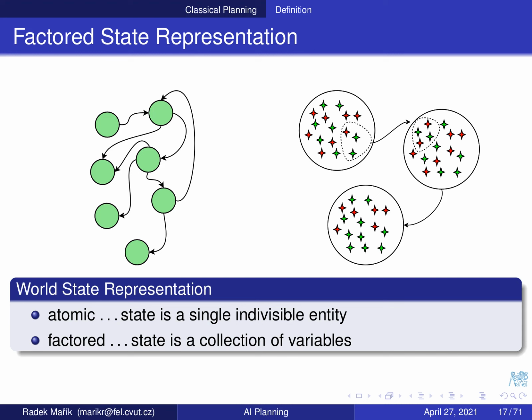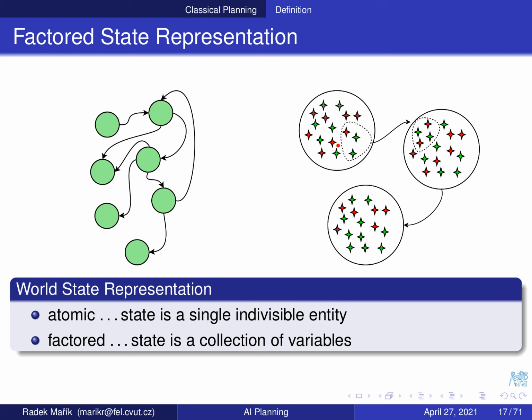Now, if you think about this representation, it is a huge difference with respect to the original atomic representation. And it hides itself the complexity of the whole problem. Why? Because all other variables of the state that are not described in the conditions of the action or in the effects can have an arbitrary value.